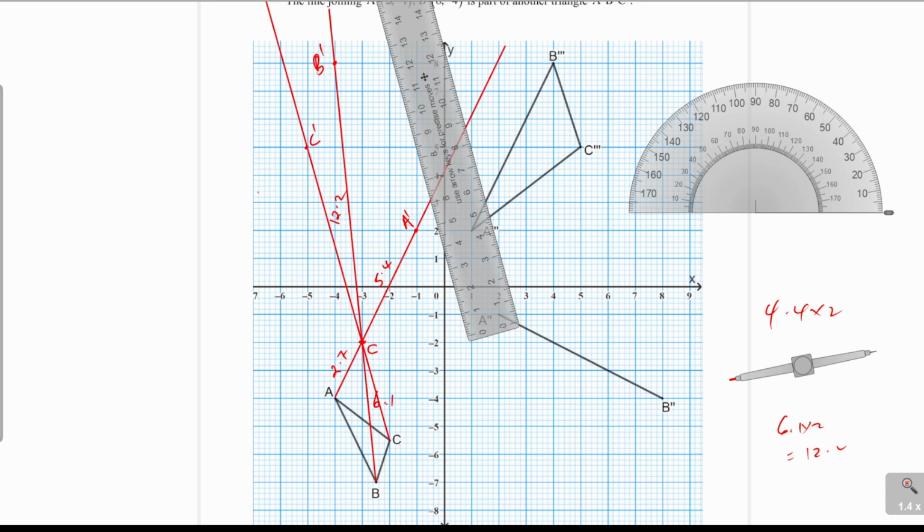Now we have the positions of the image points. A prime is here, B prime is here, and C prime is here. Now join those points to make that triangle using straight lines. So join them. Let me use a different color for these.